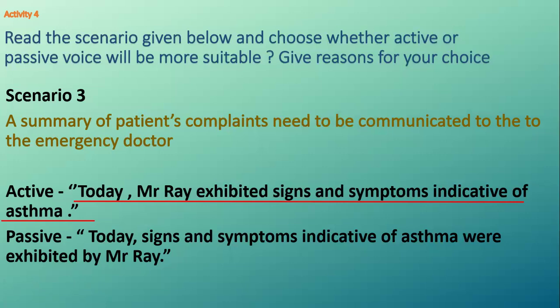So we can simply write an active sentence in this case because we want to focus on the patient and the complaints that he came to us with. So we can simply use an active sentence here that today he exhibited signs and symptoms indicative of asthma. So active sentence can be used here. Very good.